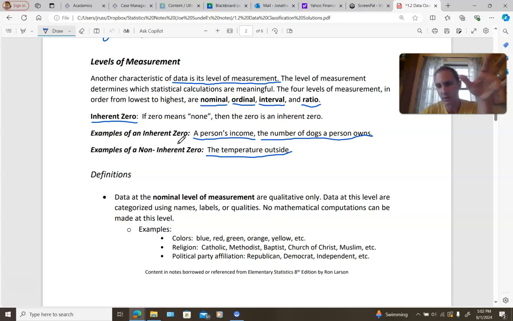Regardless of what scale you're using, either Celsius or Fahrenheit, the temperature outside could be 0, but that does not mean there is no heat in the air. Now, it's not hot outside, but there is still heat because heat is just molecular motion, the motion of molecules that are in the air. So temperature does not have an inherent 0, so you need to be careful about that.